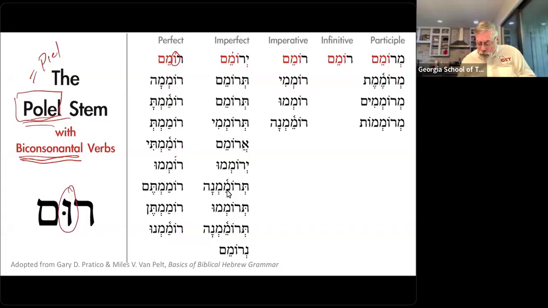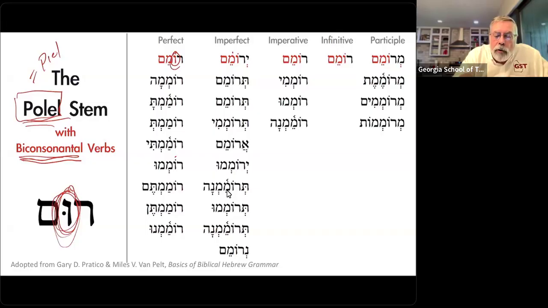For your reference, the Polel forms of the verb rum, to exalt or to lift up, are presented below. So let's see. Well, that's what we're looking at on that chart right there. Same thing. I'm not really sure why. I'm going to have to research that myself. I don't know why that's a shureq.